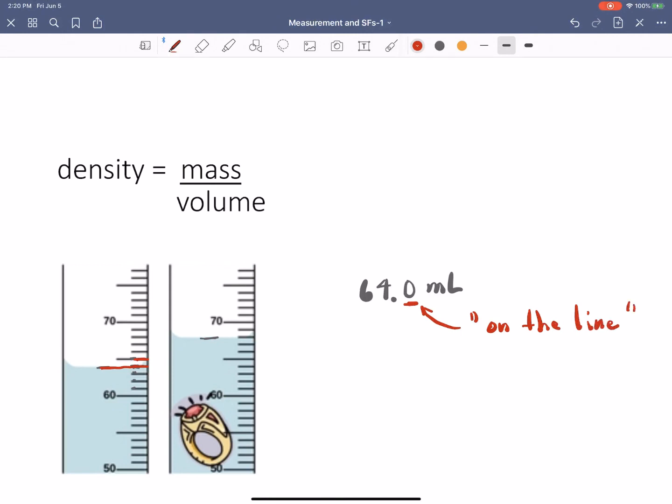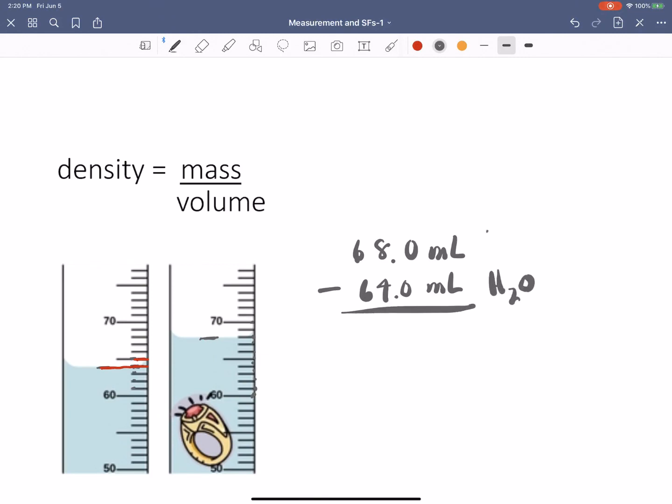And then we add the ring, we make a measurement. 60, 70, 10 places in between. So 61, 2, 3, 4, 5, 6, 7, 8. That's also on the line. So the volume of just water subtracted from the volume of water plus ring, the water cancels out and we get 4.0 milliliters is the volume of the ring.